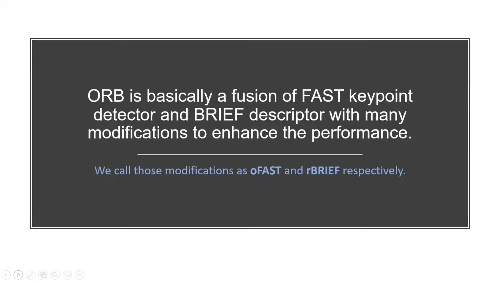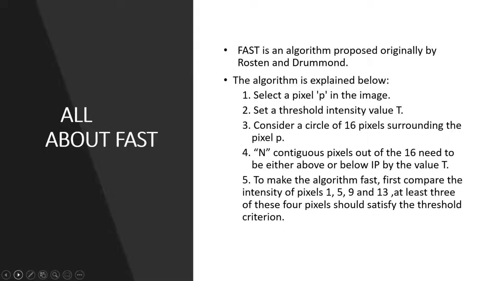And now we enter into ORB, which is basically a fusion of the FAST keypoint detector and the BRIEF descriptor with many improvements, renamed as oFAST and rBRIEF respectively. Let's get to know about the FAST algorithm to detect keypoints. This algorithm was proposed by Rosten and Drummond.